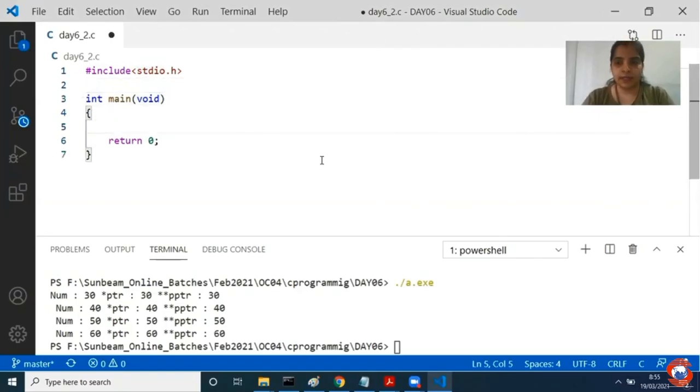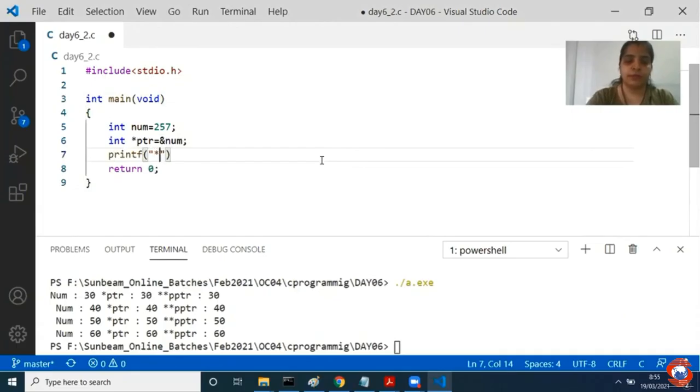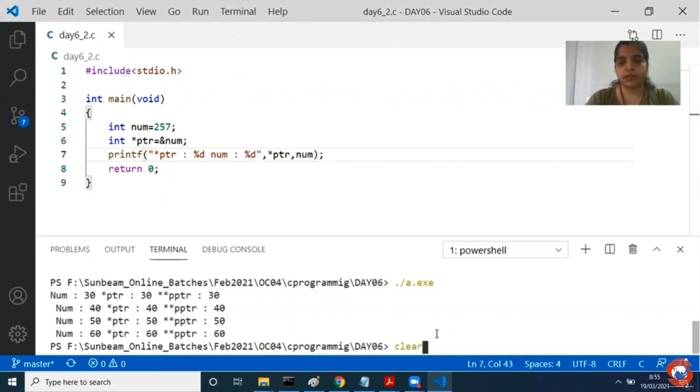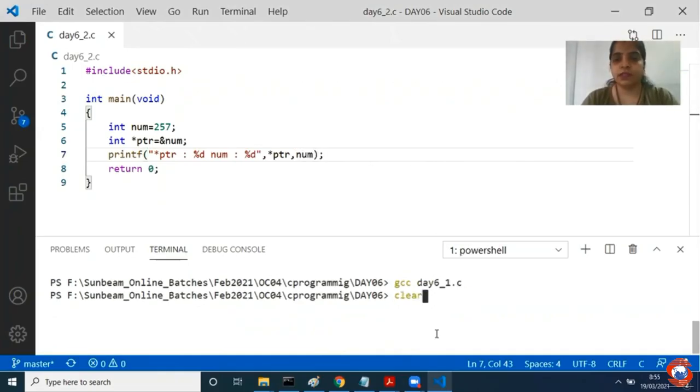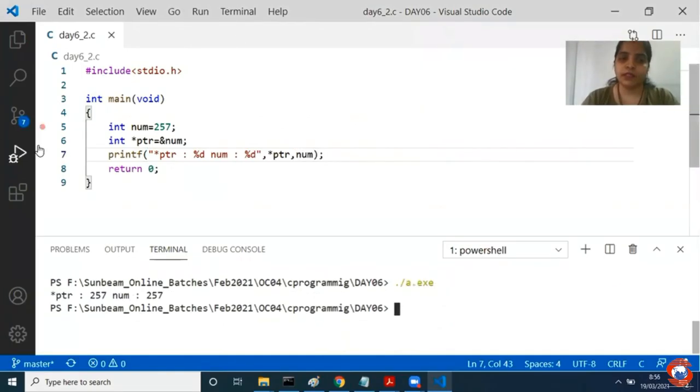Now, suppose I am writing integer num is equal to 257. Okay. And I'm saying integer pointer PTR is holding the address of num. And if I just wish to print pointer PTR, which is in %d, and num, which is in %d. So pointer PTR and num, I will get it, right? Let us compile the code. I'm sorry, we are in 6.2. So I'm getting the output as 257 and 257.